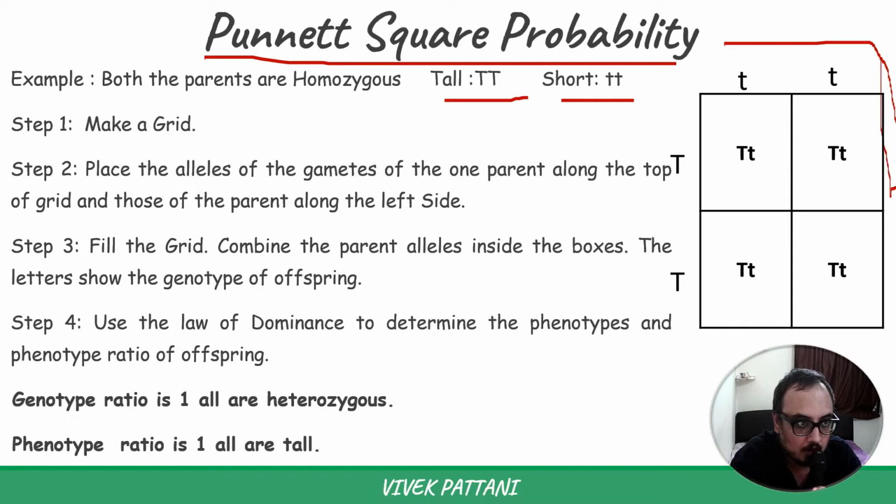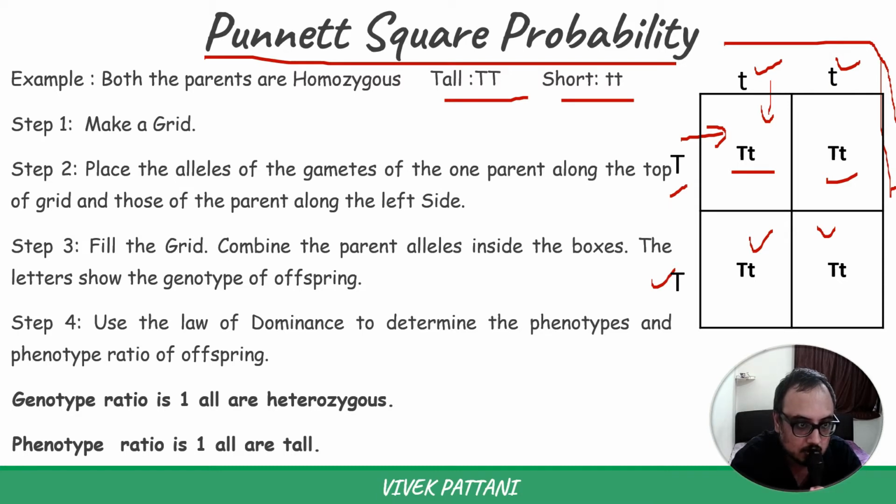Now place the alleles in the gametes of one parent on the top of the grid and those of the other parent on the left side. These are the parents. Now fill the grid by combining the parent alleles inside the boxes, and the letters show the genotype of the offspring. Combining these gives a hybrid combination, and similarly for all the squares.